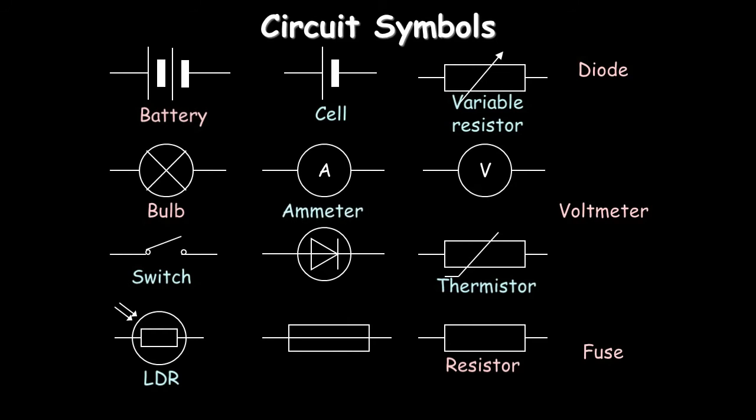To measure electricity, the current, we use an ammeter, capital A in the middle, and we can also measure the voltage with a voltmeter. A few of the components I'll come onto in a minute are a diode and also a fuse. Be familiar with those circuit symbols.